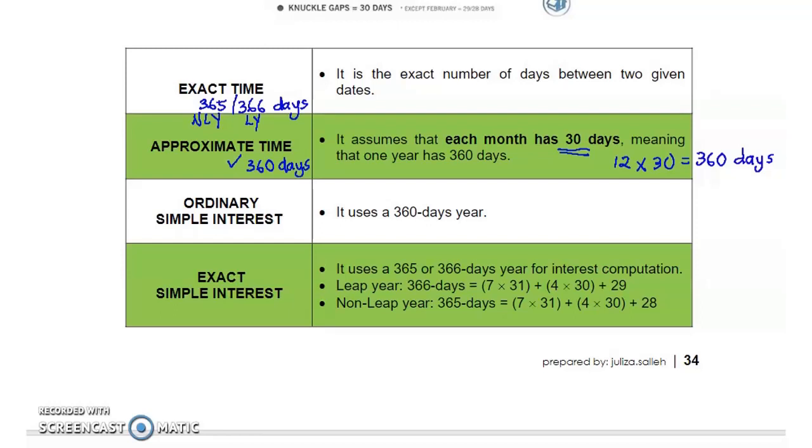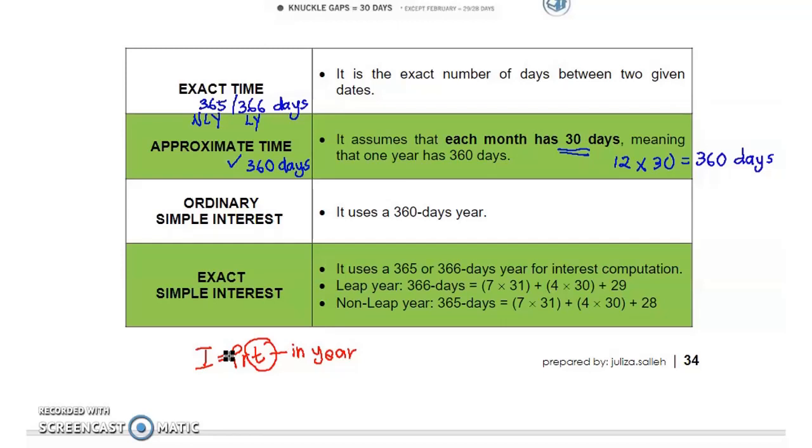Okay, now look, we have ordinary simple interest and exact simple interest. So recall how to calculate simple interest. I equals PRT. Now look at value T. Value T must be in years. So if we have months, how to convert to years? Divide by 12. If number of days, divide by 360 or divide by 365 or 366, depending on whether we use approximate time or whether that particular year is a leap year or non-leap year.